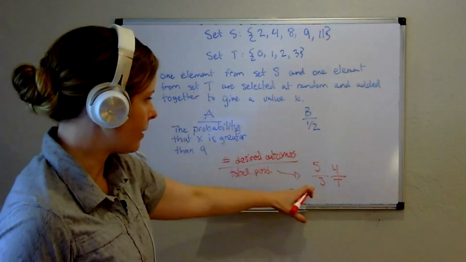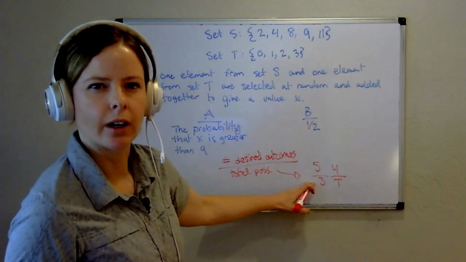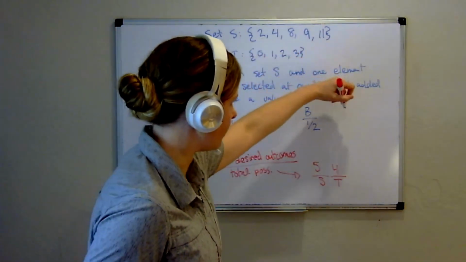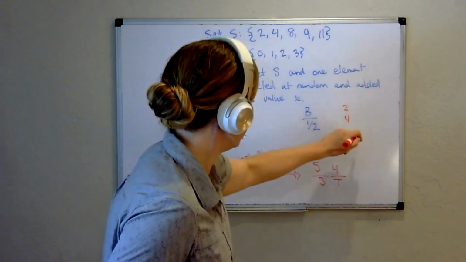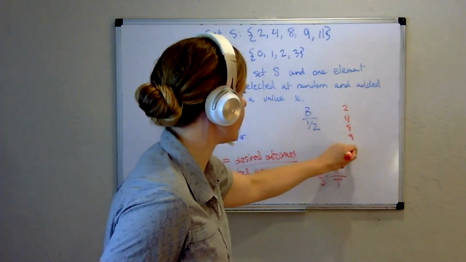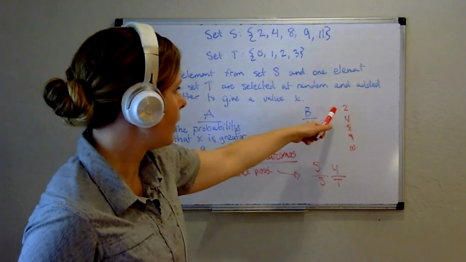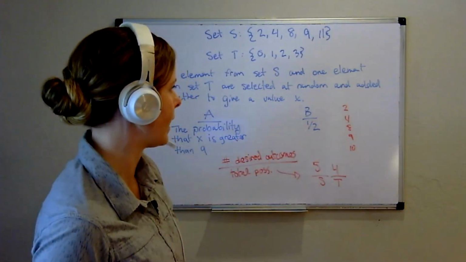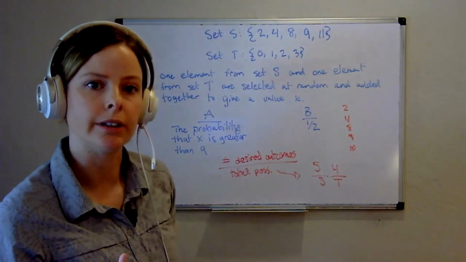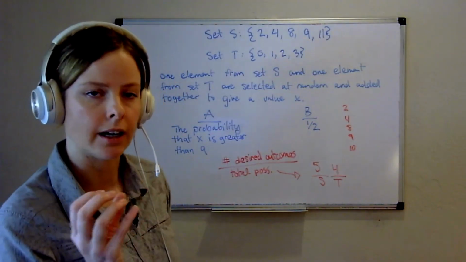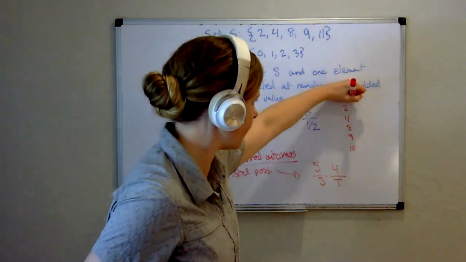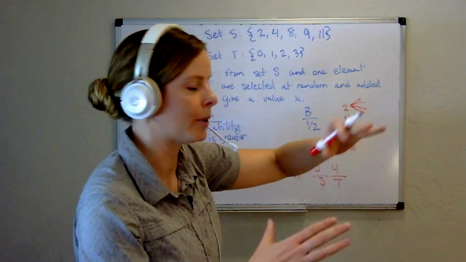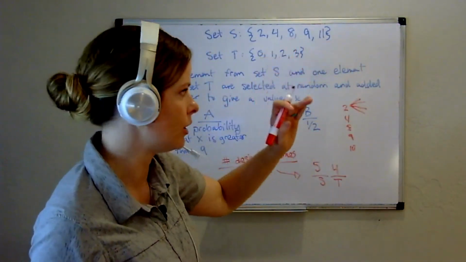And the way that I like to think about it is just to visualize what's really going on here. So we've got these 5 possibilities for S, right? And they happen to be the numbers 2, 4, 8, 9, and 10. If I choose 2 as my first number, my number from set S, then how many different possibilities do I have to complete my slots here? Well, I've got 4, right?